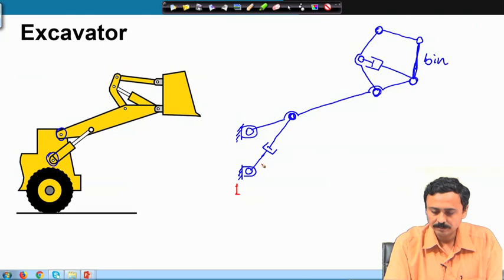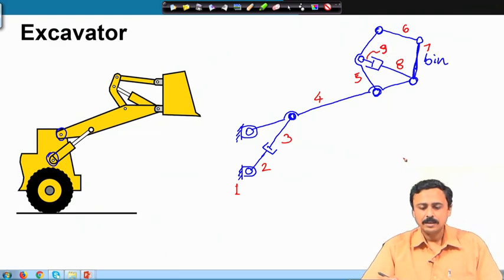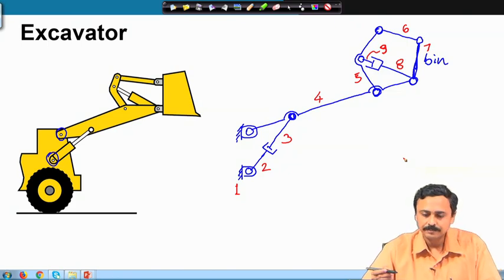Ground is 1, 2, 3, 4, 5, 6, 7, 8, and this is 9. Now, this has 9 links. This kinematic chain has 9 links.